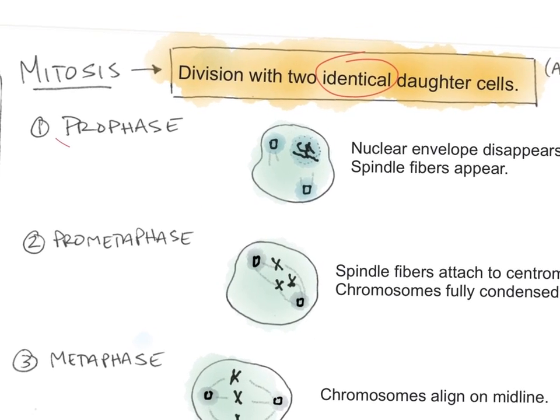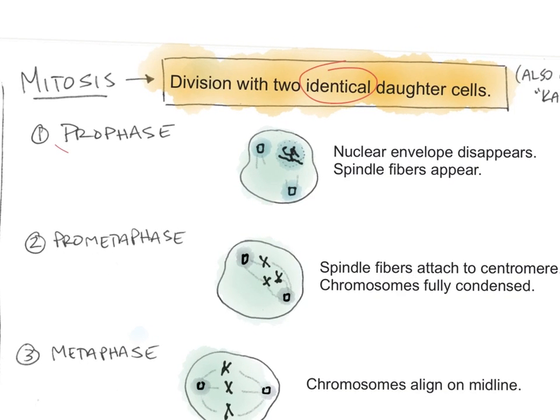So the first one up is prophase. And the indicators for this are the nuclear envelope, or the nuclear membrane, disappears, right? It goes away. We need to get those chromosomes out so we can segregate them. And the spindle fibers appear. And spindle fibers are grown in an animal cell by these things. This is called a centriole.